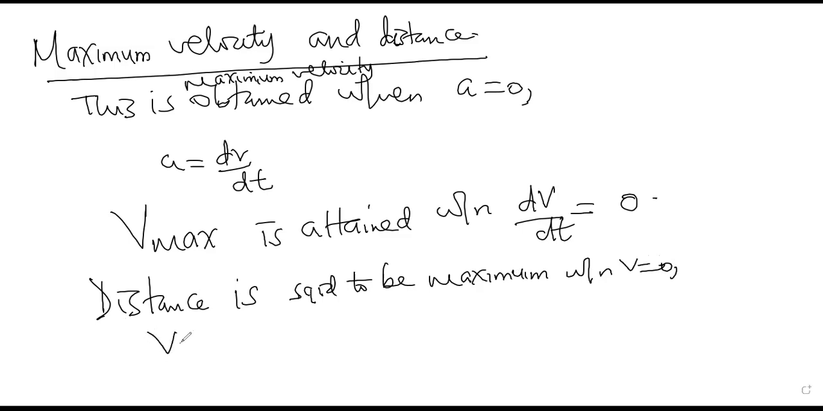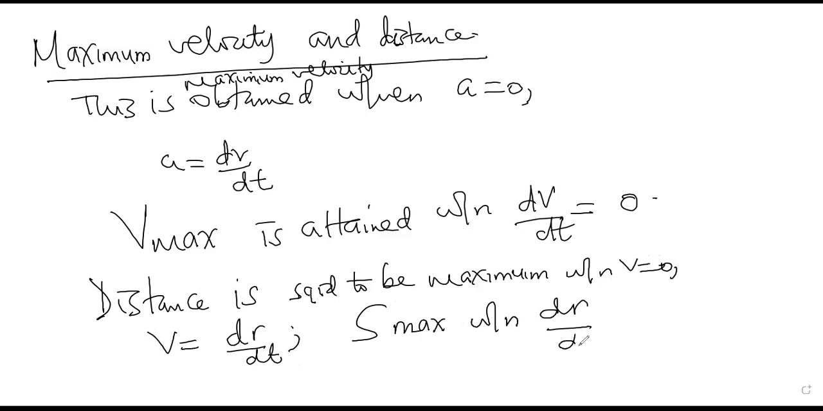But you know that velocity is the rate of change of displacement, dr/dt. So meaning that distance, I can call it s, is maximum when dr/dt is equal to 0. So this enables you get the time at which maximum displacement occurs, and then you can also get the magnitude of displacement. The same applies to acceleration. Acceleration is maximum when da/dt is equal to 0. So it is very easy.